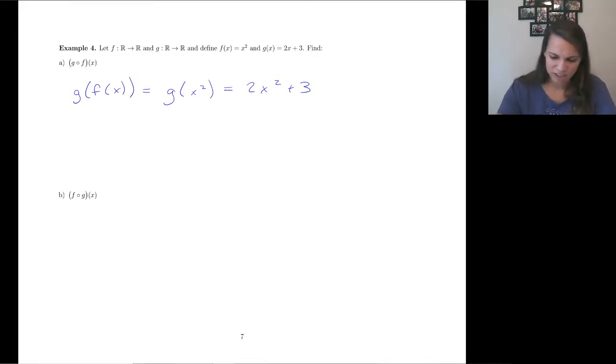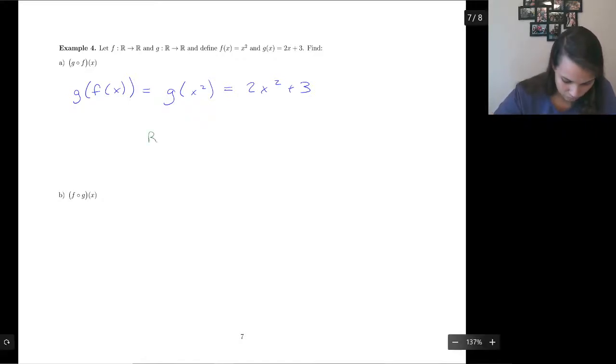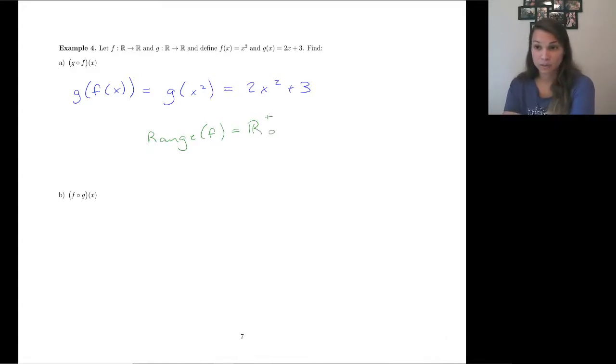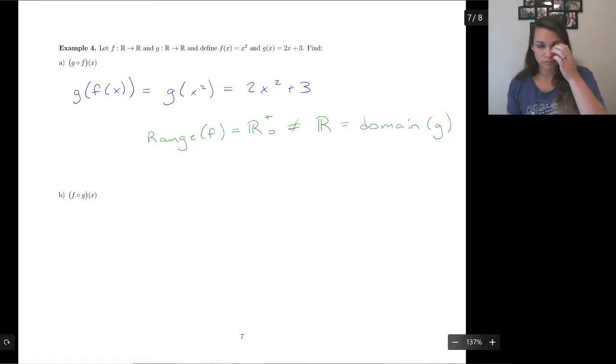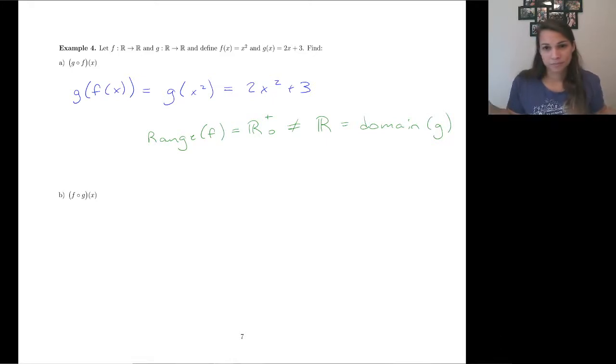So then, just taking this back to my point about range and domain, the range of f would just be the positives and 0, because that's what squares do. That was not equal to the whole reals, which is the domain of g. And that is okay. Let's see one more example.